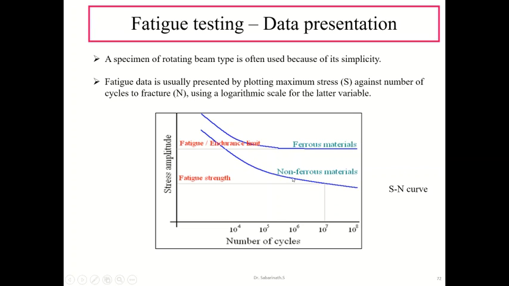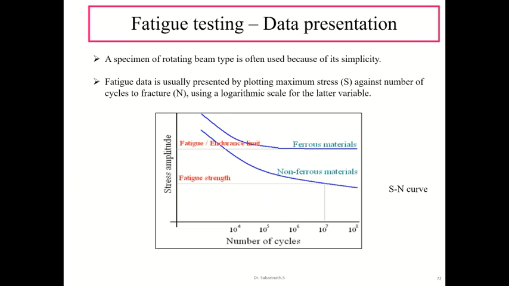Here we can see two types of materials, a non-ferrous material and a ferrous material. In a non-ferrous material, with the increase in number of cycles, the stress amplitude required for failure keeps on decreasing. So as the number of cycles increases, the stress required to fail the material decreases. If we have a lower stress amplitude, the number of cycles to failure will increase.